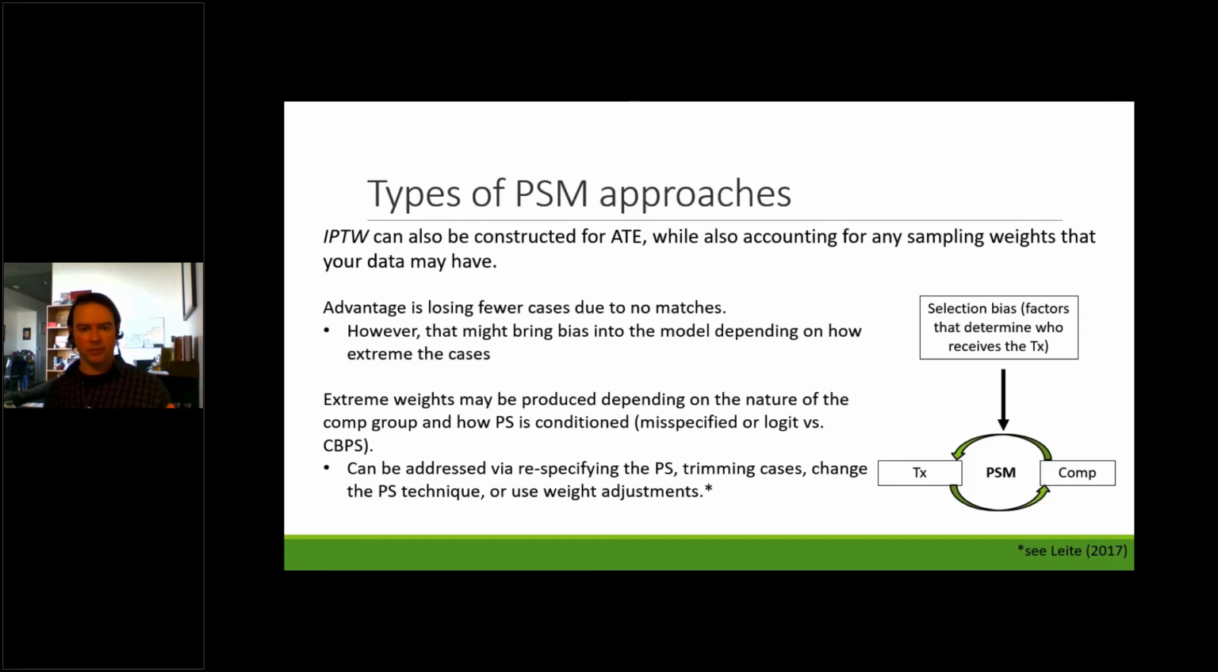Coming back to this, it's a clear advantage that you're not going to lose cases because everybody gets an actual weight. However, that might bring a bias into the model depending on how extreme the weights are. Some extreme weights may be produced depending on the nature of the treatment and the manner in which you condition the propensity score, such as a misspecified logistic regression, or using logistic regression versus CBPS or something like that. The extremities can be addressed via respecifying the propensity score, trimming cases, which is probably the most common, or changing the propensity score technique altogether, or using weighting adjustments as suggested by the literature.